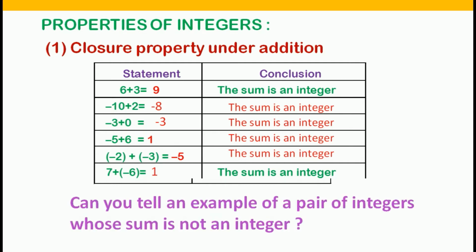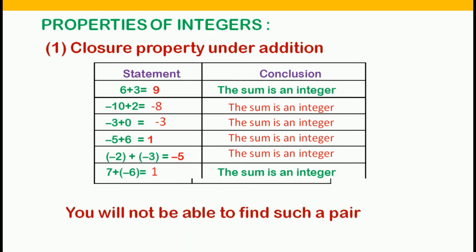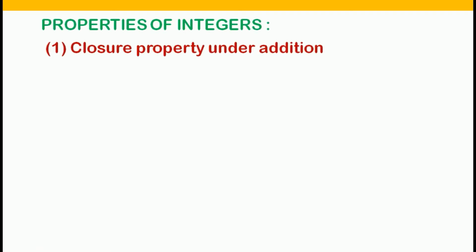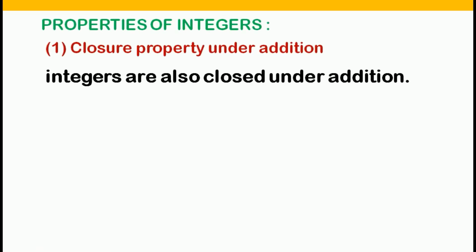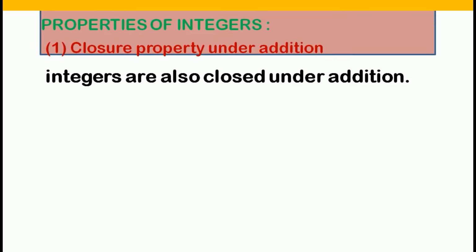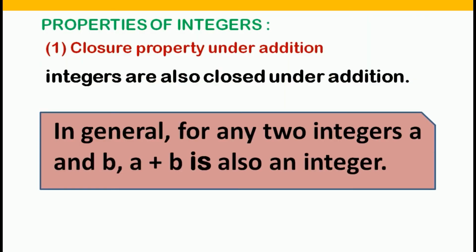Can you tell an example of a pair of integers whose sum is not an integer? So you cannot tell such pair. You will not be able to find such a pair. That means integers are closed under addition. In general, for any two integers a and b, a plus b is also an integer.